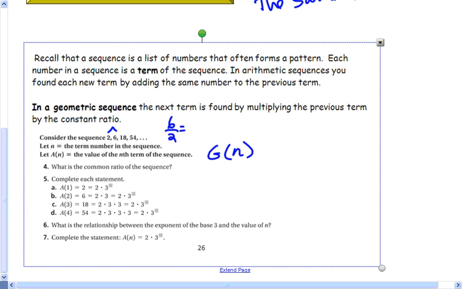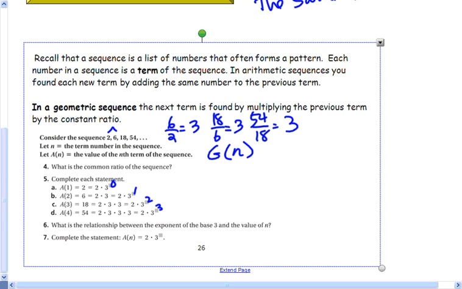6 divided by 2 is 3. 18 divided by 6 is 3. 54 divided by 18 is also equal to 3, so there's a common ratio of 3. And our first term in this sequence is equal to 2, which is 2 times 3 to the 0th power. The second term is 6, which is 2 times 3 to the first. And then we get the second, and we get the third power.